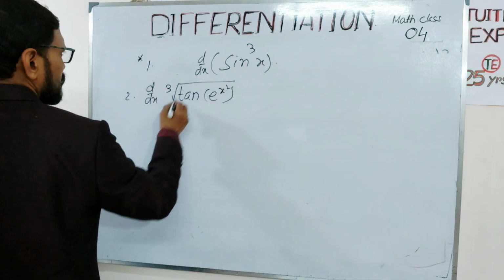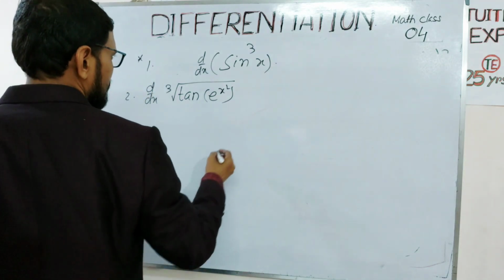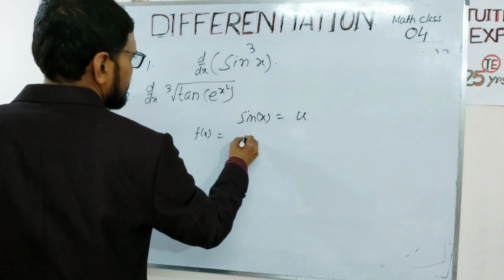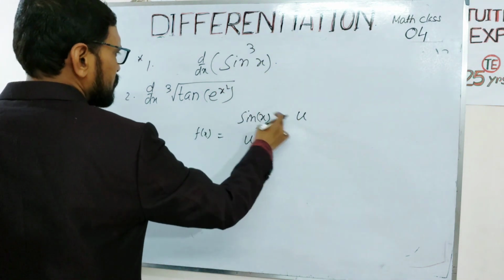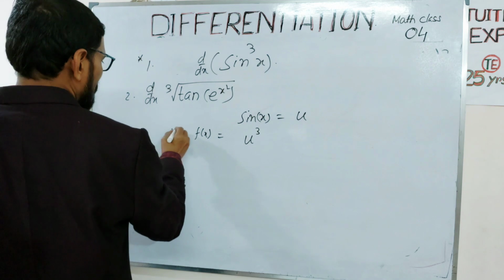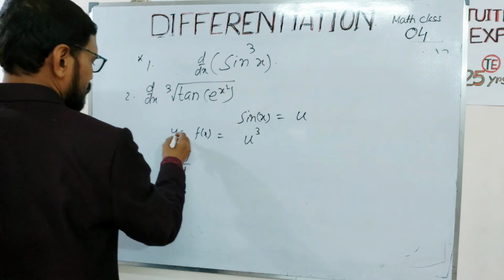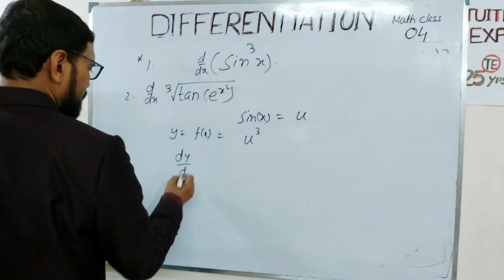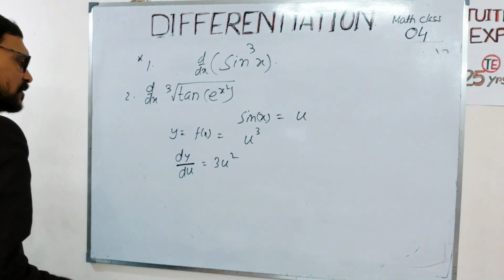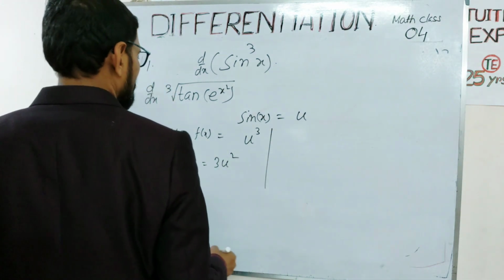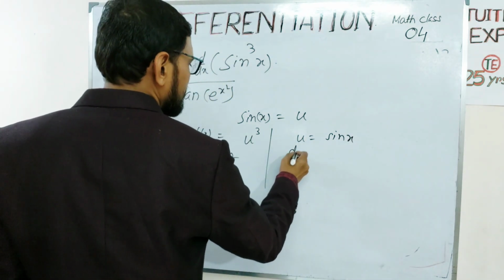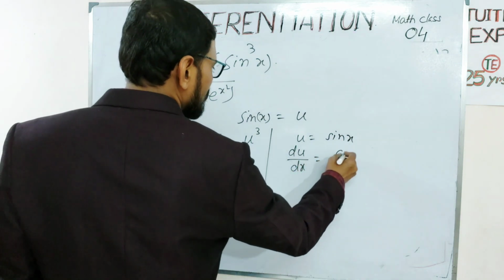What is the chain rule? First, the function here sin cube x, let the sin x function be u. Now f(x) is actually u cube. Okay, sin x whole cube, that is u cube. Now this is suppose y. Now dy by dx we have to find. This is the function of u, so we can differentiate with respect to u. dy by du equal to 3u square. And again u equal to sin x, so this is the function of x, so we can differentiate u with respect to x. So du by dx equal to cos x.